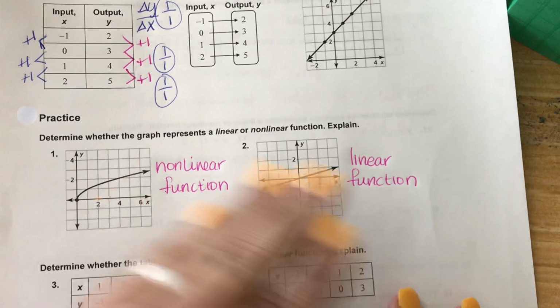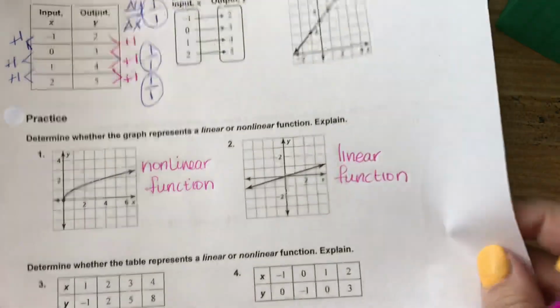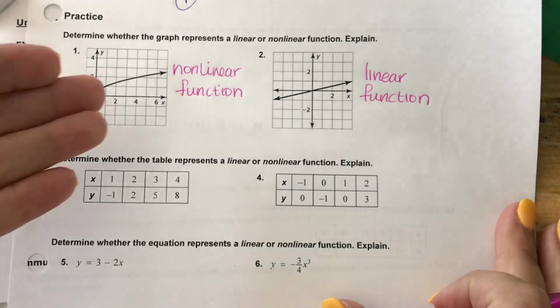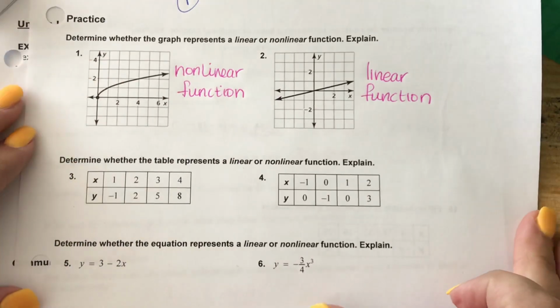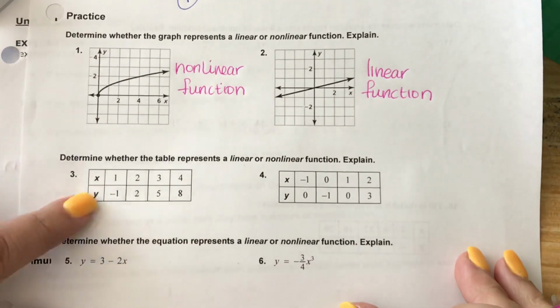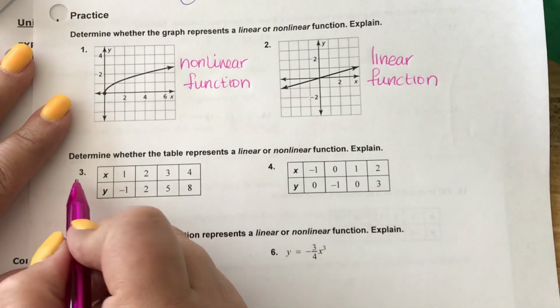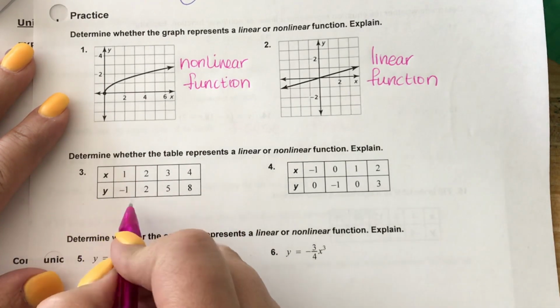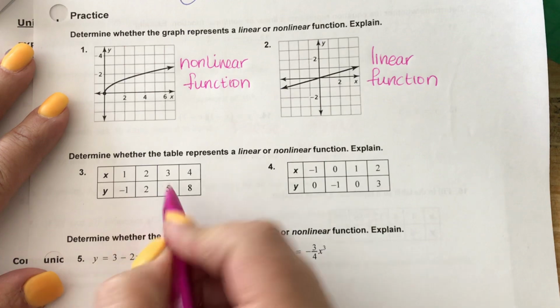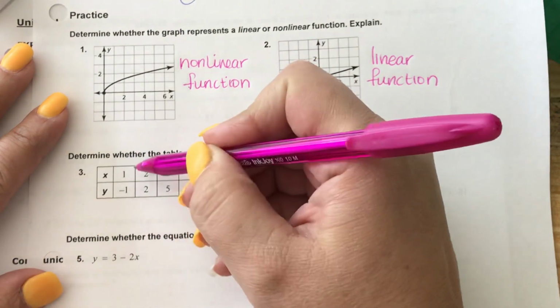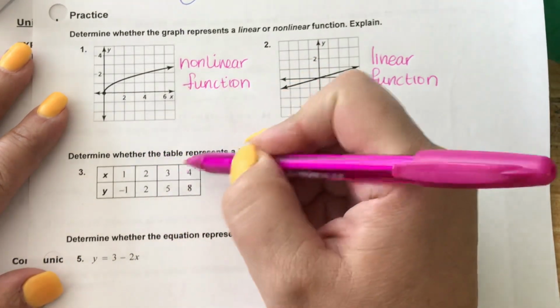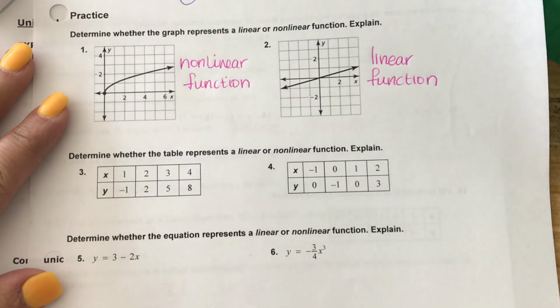Okay, so from a graph, it's pretty easy. As long as you know what you're looking for, all you have to do is look at it and be able to tell. You don't have to do a whole lot of work. The table definitely requires a little bit more computation. Okay, we're looking here for the rate of change in y compared to the rate of change in x to be the same every time. So we're going to do a little bit of comparison here.